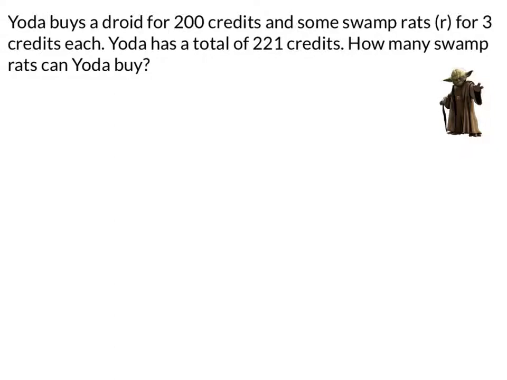Let's get right to an example. Yoda buys a droid for 200 credits and some swamp rats for 3 credits each. Yoda has a total of 221 credits. How many swamp rats can Yoda buy?